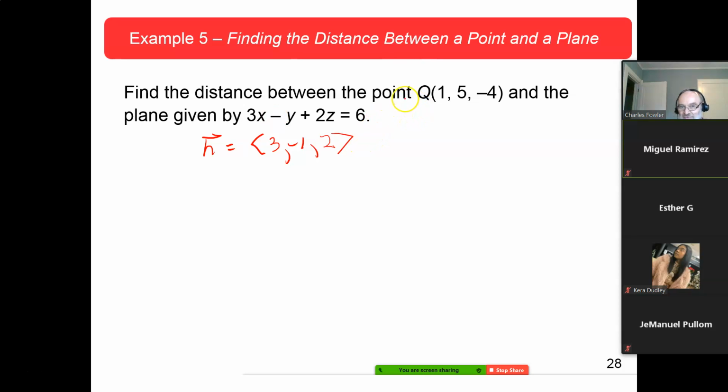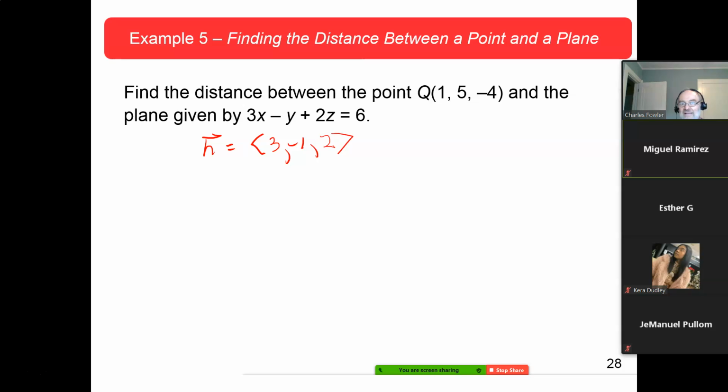Here's something I like to do first. Let's make sure this point Q is not in that plane. So we're going to plug in: 3 times 1 is 3, minus 5 would be minus 2, minus 8 would be minus 10. Minus 10 is not equal to 6. Good, we know this point Q is not in that plane.